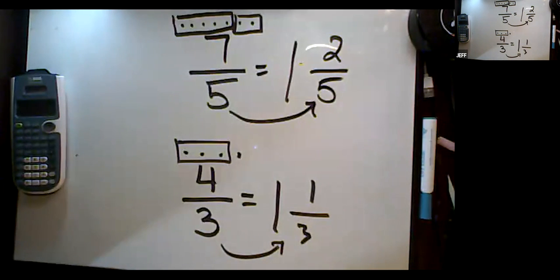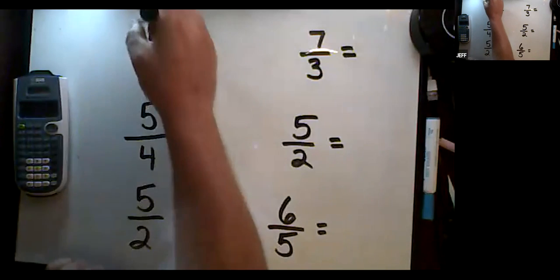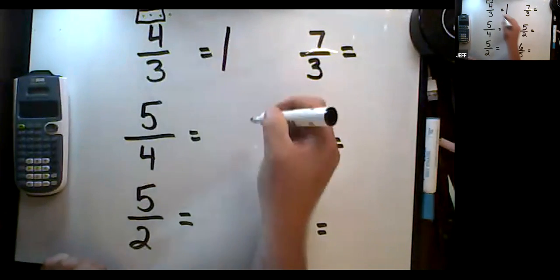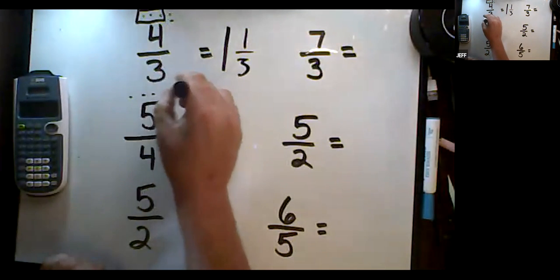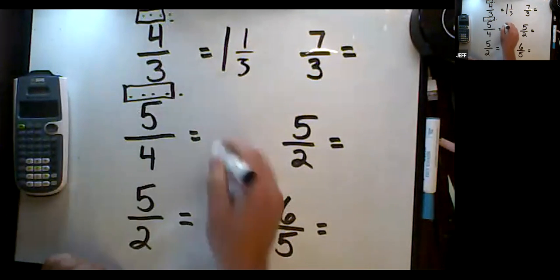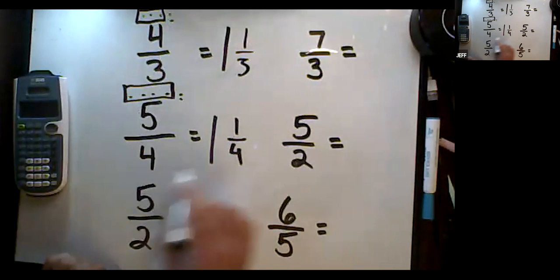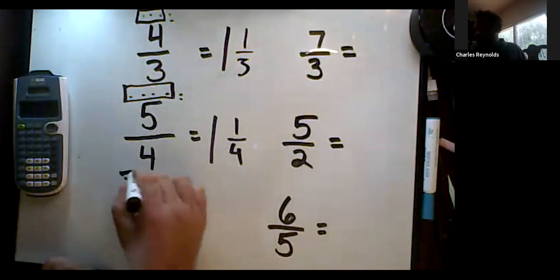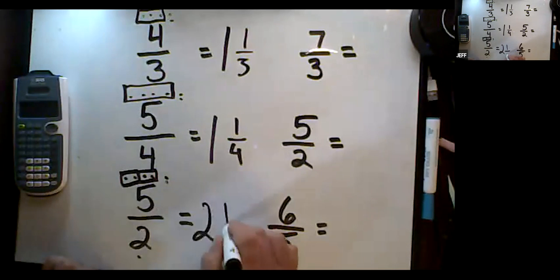but we're going to put up some practice ones right now. So 1, 2, 3, 4. How many sets of 3 can I pull out? 1 with 1 left over. 1, 2, 3, 4, 5. How many sets of 4 can I pull out? 1 with 1 left over. Remember the bottom number is always sacred. 1, 2, 3, 4, 5. How many sets of 2? 2 with 1 left over.